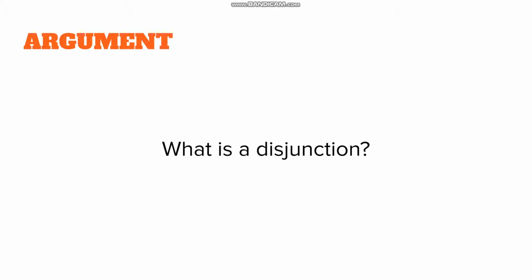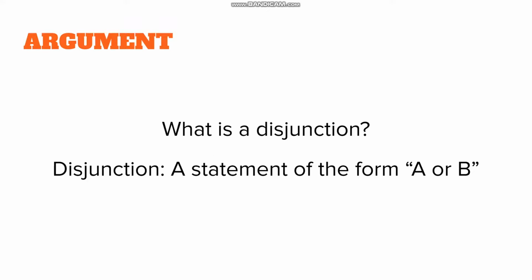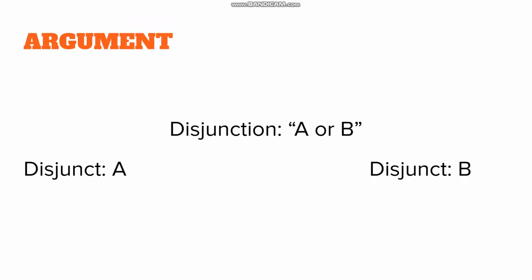But before we do that, let's talk about the name of this inference pattern, disjunctive syllogism. The word disjunctive here comes from the word disjunction. So what is a disjunction? In philosophy, when we say disjunction, what we mean is a sentence of the form A or B. In a disjunction of the form A or B, we will say that A is one of its disjuncts, and B is also one of its disjuncts.